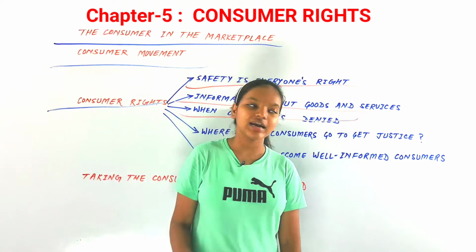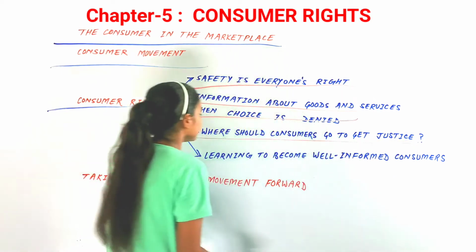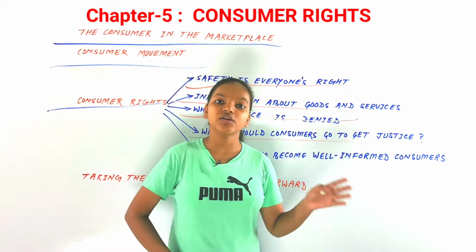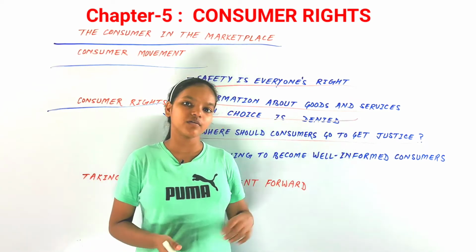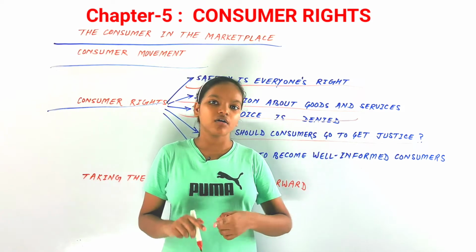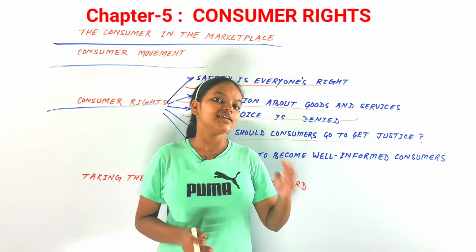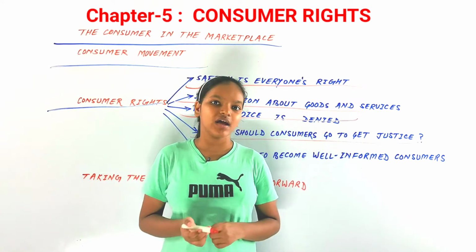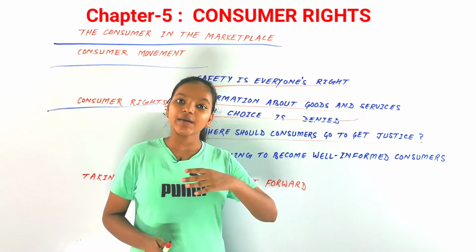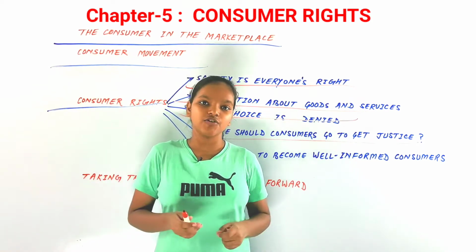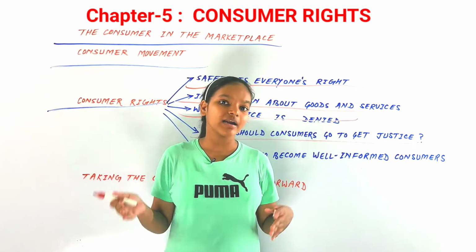After that, the next right that we have here is, where should consumers go to get justice? We have seen that every citizen, every consumer has so many rights, like the right to choice, the right to information, and many more. But where can an aggrieved person go if their rights have been violated? We have seen the cases of Abhirami and Reggie Matthew, and many cases of this type do occur in our country. So what can an aggrieved person do in these cases?